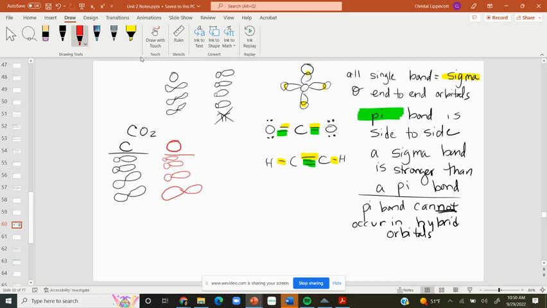Because we have 4 things going in, we have to have 4 things coming out. So for the carbon, I started with an s and 3 p's. That's 4 things, so I'm going to come out with 4 things. For the carbon, that's going to be 2 that are hybrid, that look like this, and 2 p's. For the oxygen, I'm going to go in with this, and I'm going to come out with 4. 3 of those are going to be hybridized and 1 isn't.